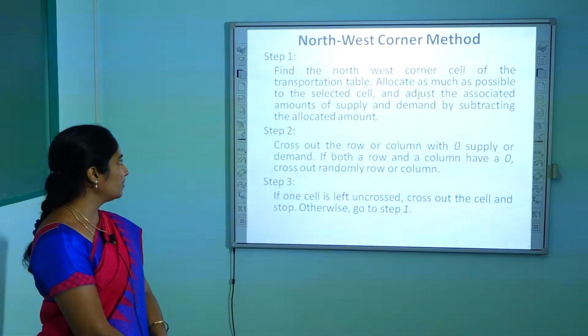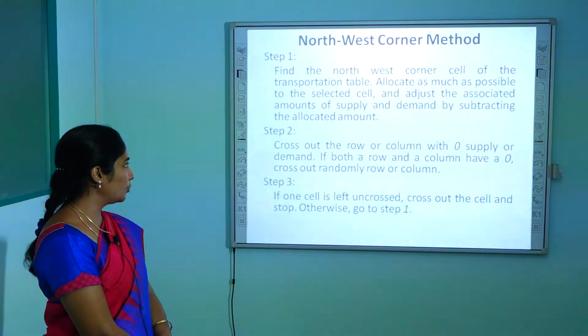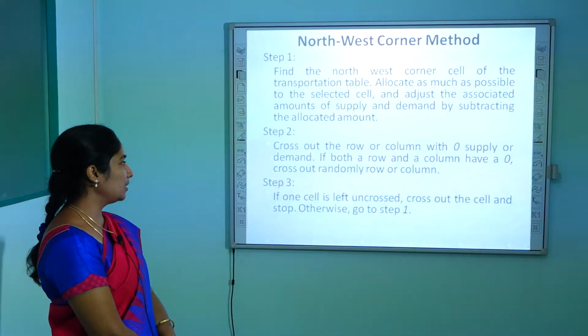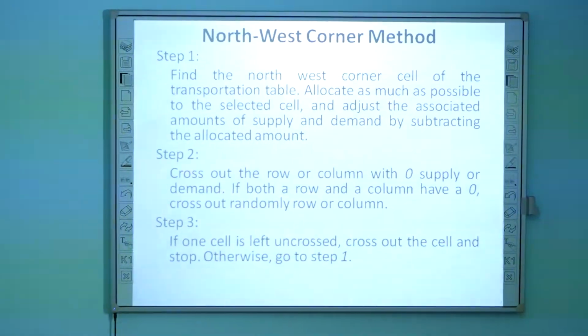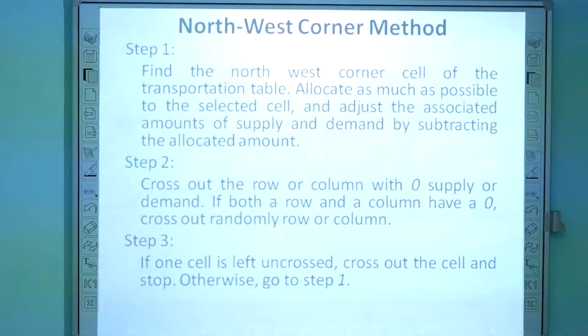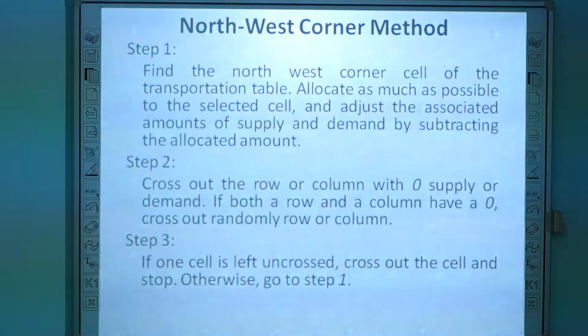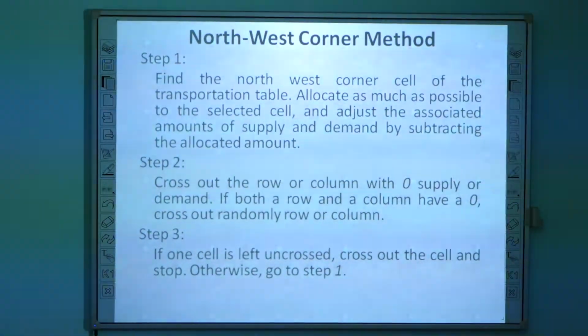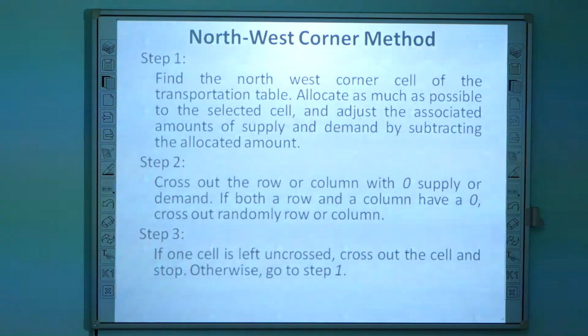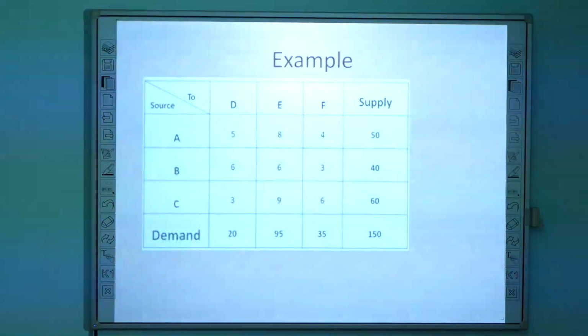The first step is to find the northwest corner cell of the transportation table, allocate as much as possible to the selected cell, and adjust the associated amount of supply and demand by subtracting the allocated amount. The next step is to cross out the row or column with 0 supply or demand. If both a row and column have a 0, cross out a row or column randomly. The third step is, if one cell is left uncrossed, cross out the cell and stop. Otherwise, go to step 1.